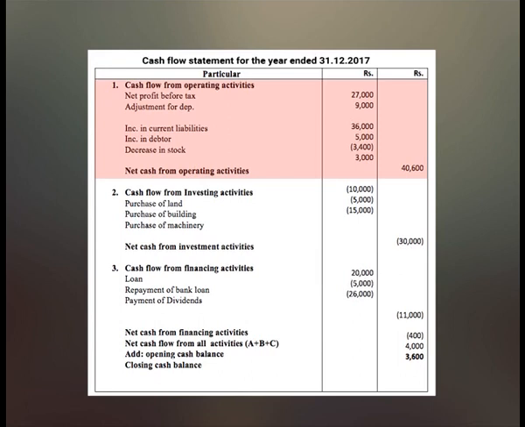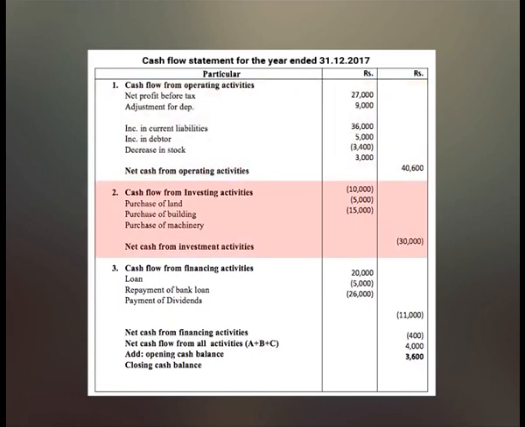First of all, we are given cash flow from operating activities, which is net profit before tax, which is 27,000. Then we have adjustment for depreciation 9,000, increase in current liabilities is 36,000, increase in debtors is 5,000, decrease in stock is rupees 3,400, that is minus 3,400. Thus, net cash from operating activities is equal to 40,600.